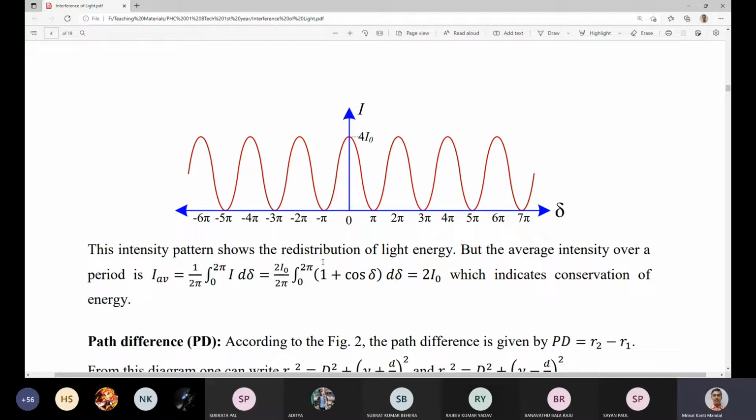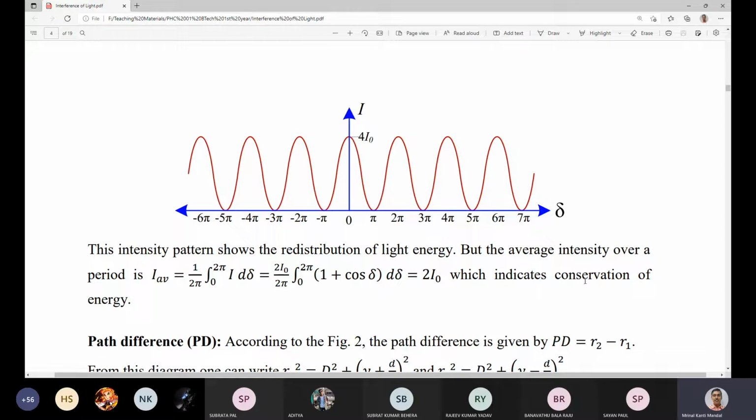This intensity pattern shows a redistribution of light energy. But if you consider the average intensity over a period, that is 0 to twice pi, it will be the sum of the individual intensities. That is I average, 1 by twice pi, integral from 0 to twice pi of I d delta. If you integrate the expression, twice I naught, 1 plus cos delta d delta, the contribution from the cosine term over a period will be 0, and twice pi will be cancelled out and we will get twice I naught.